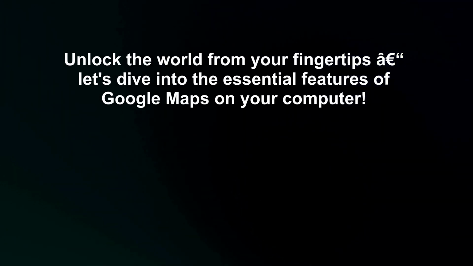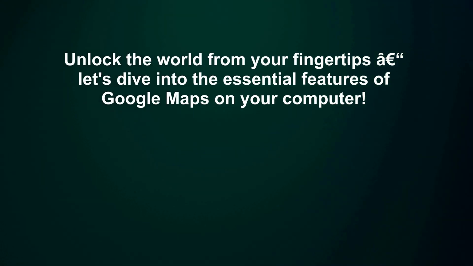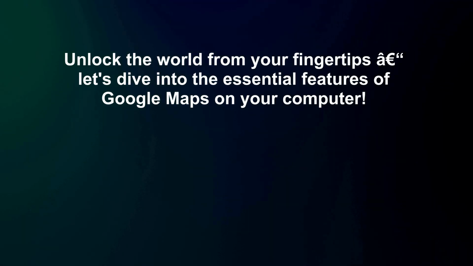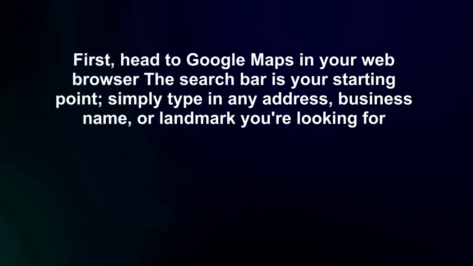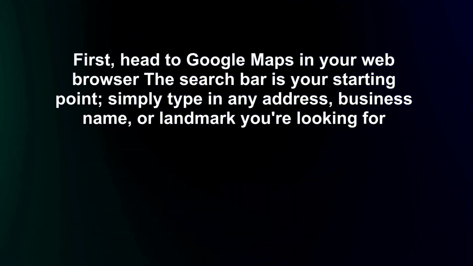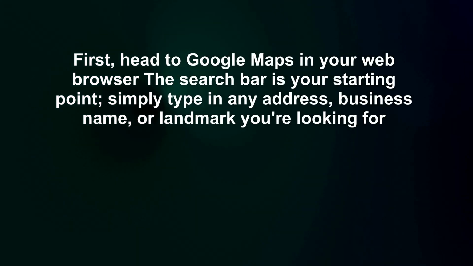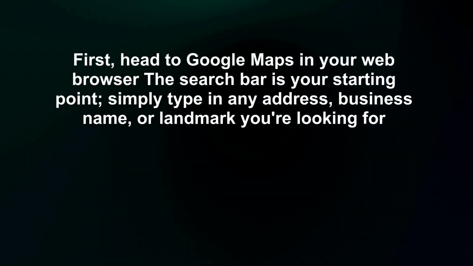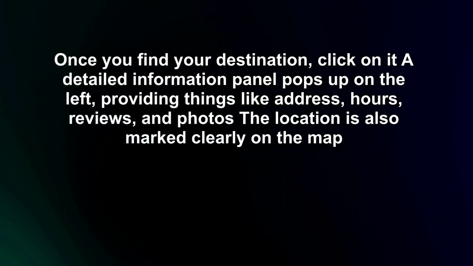Unlock the world from your fingertips. Let's dive into the essential features of Google Maps on your computer. First, head to Google Maps in your web browser. The search bar is your starting point. Simply type in any address, business name, or landmark you're looking for. Once you find your destination, click on it.